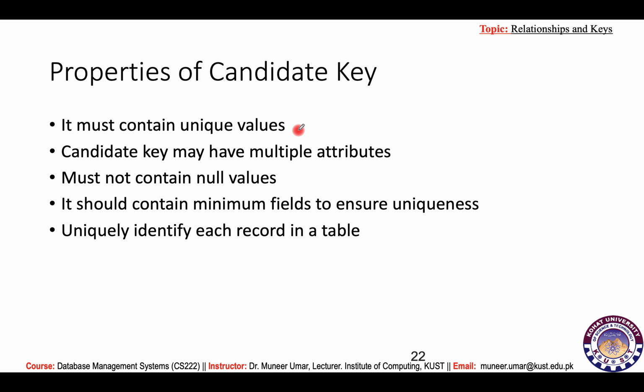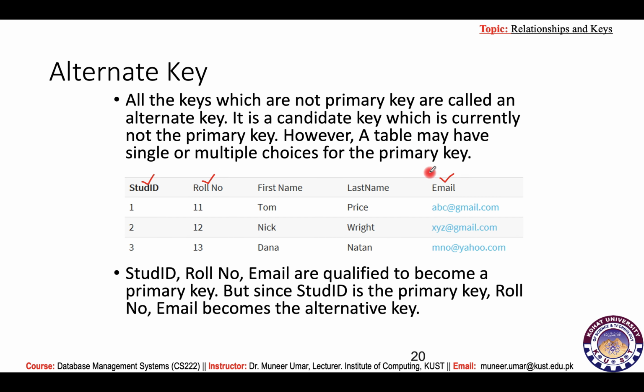Properties of candidate key. We have the same properties of primary key for the candidate key. It must contain unique values. The candidate key may have multiple attributes, meaning that we can combine two or more attributes to form a candidate key. Now, if I say that email plus last name is a key, this can also be said as a candidate key because the records would be unique throughout the table due to this email.